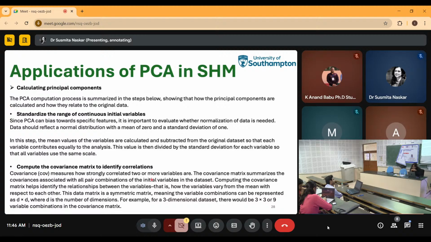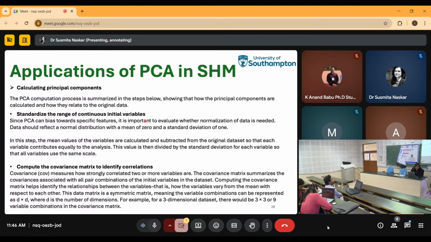Now if you try to look into how this PCA, and as I said PCA is nothing but principal component analysis, right? Most of the places we will define it as PCA. That's been applied in SHM. So there are a few components, how do we do that? First, we standardize the data, right? And that's what we have written: standardize the range of continuous initial variables.